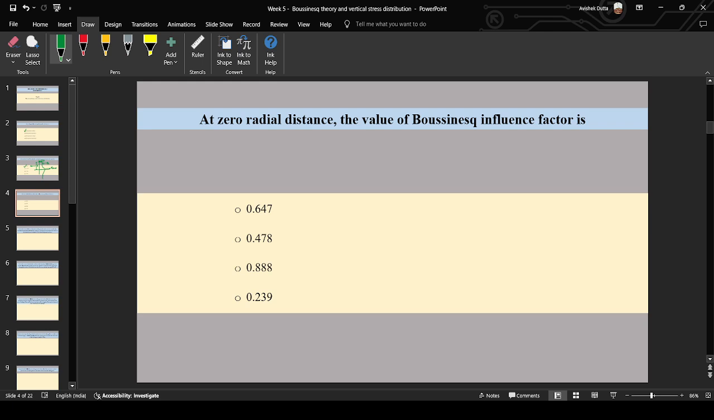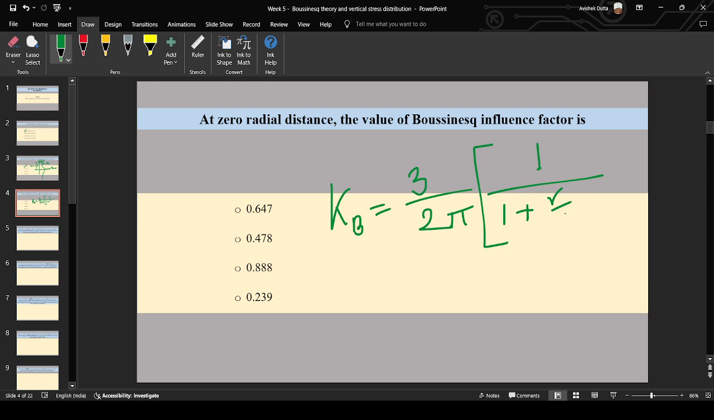At 0 radial distance, the value of the Boussinesq influence factor Kb is, the formula is 3 by 2 pi into 1 divided by 1 plus (r by z) whole square, whole to the power 5 by 2. Here r is the radial distance and z is the depth.